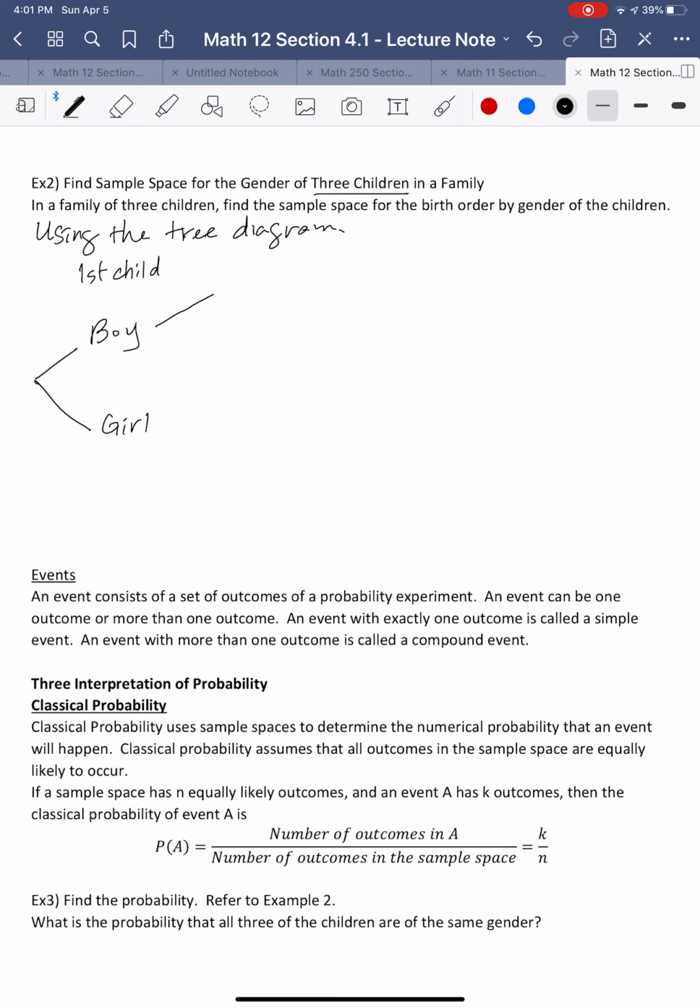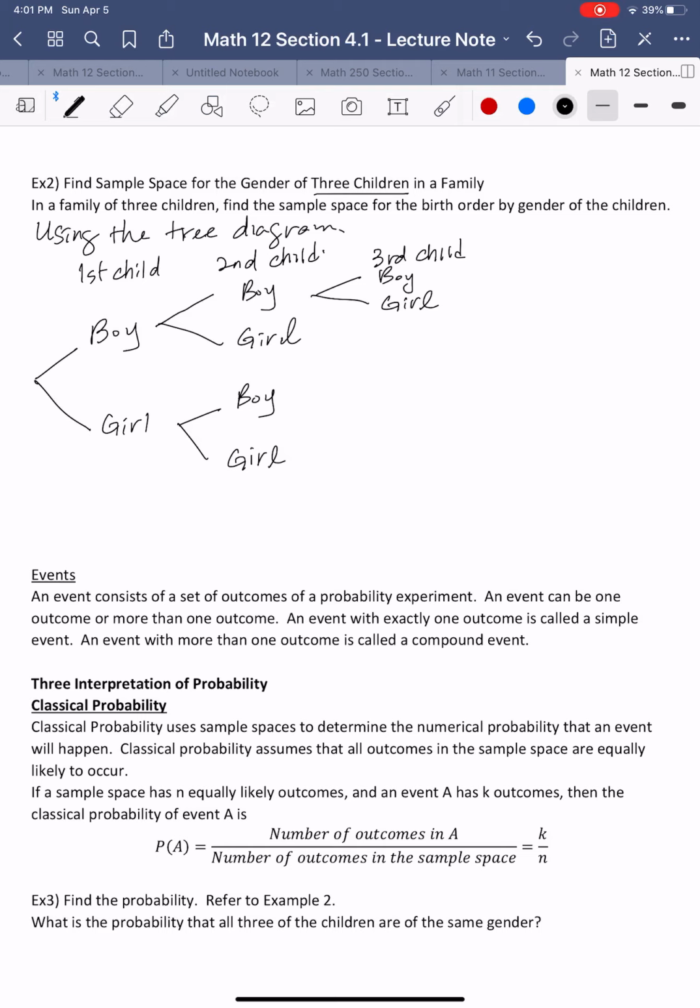As a second child, it could be a boy or a girl. But what if the first child is a girl? Also, the second child could be a boy or a girl. And then the third child could be another boy or another girl. From the girl, it could be a boy or a girl. It could be a boy or girl.